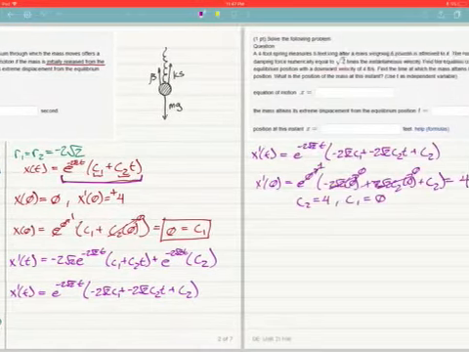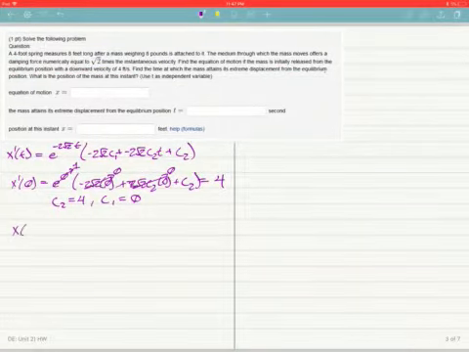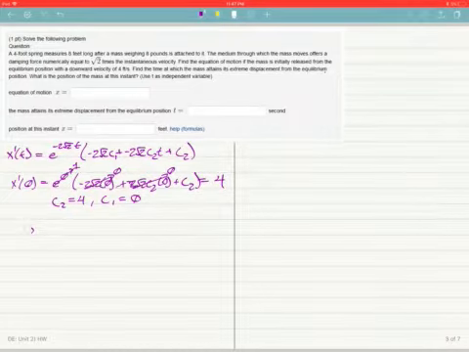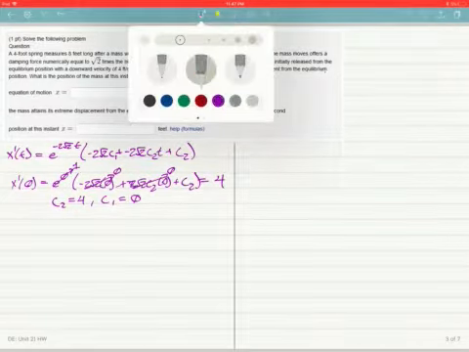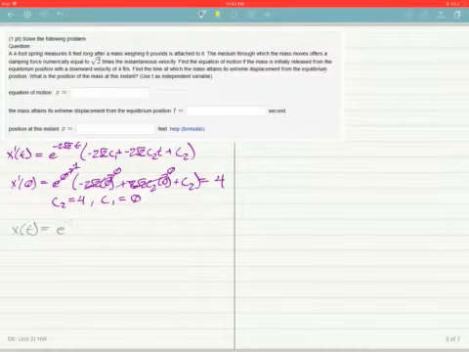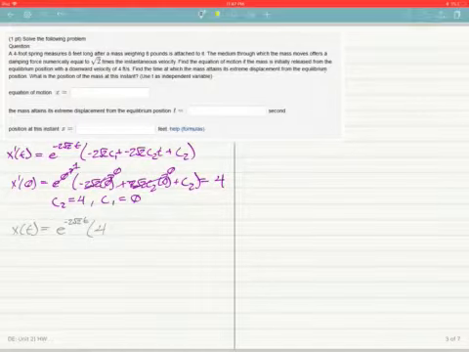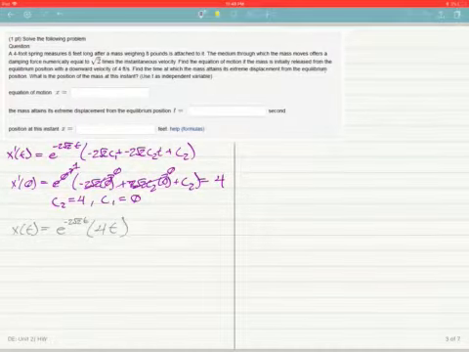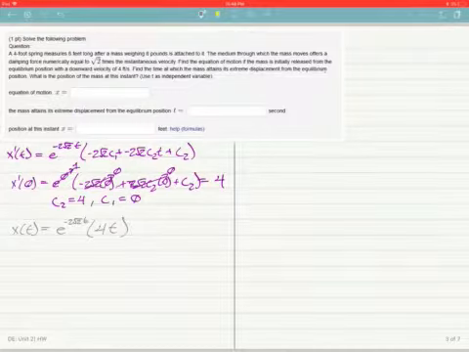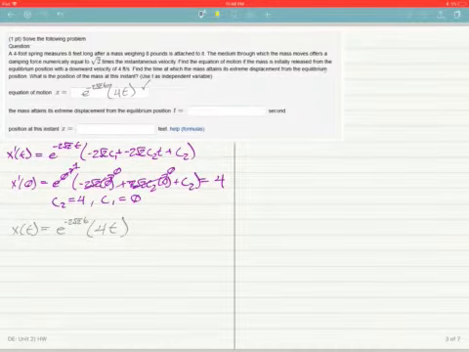Now from this equation right here, we can make our particular solution. X at time t is equal to e to the negative 2 square root of 2t times c1, which is just 0, and then 4t. Okay, so now we can answer this part of the question. And that ends up checking out.